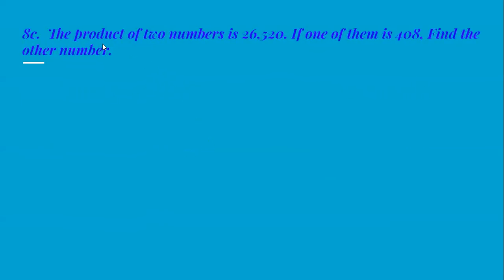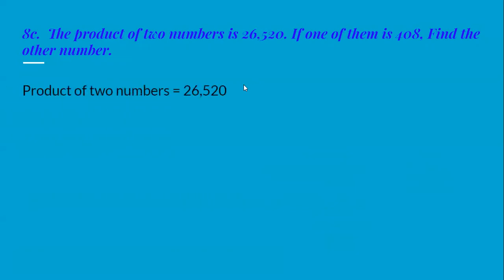The next question is 8C. The product of two numbers is 26,520. Students, what is product? When we multiply any numbers, the answer is called product. If we multiply two numbers, the answer we get after multiplication is called product. If one number is 408, find the other number. One number is given, product is given, you have to find out the other number.